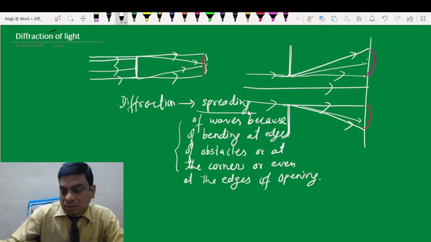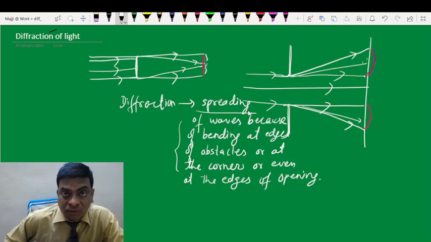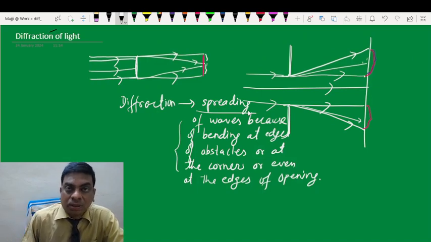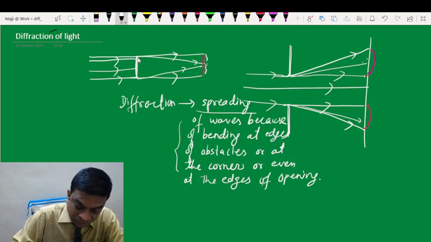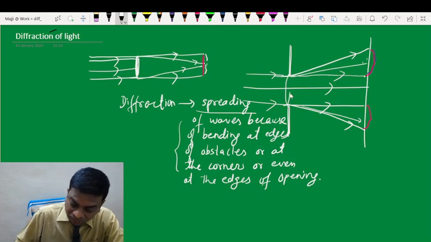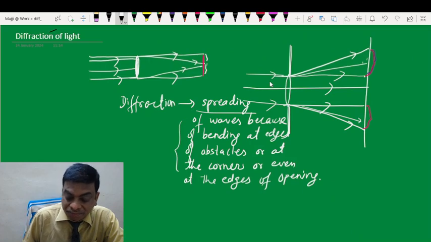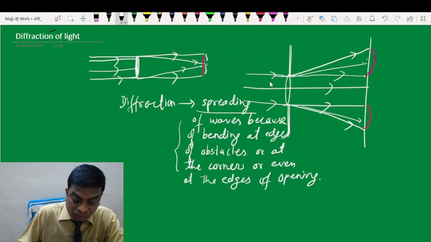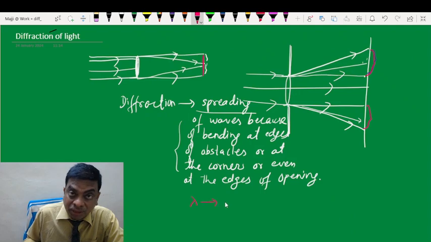Now the question is, why don't we observe diffraction of light in our day-to-day life? Just because the size of the objects, okay, here by size I mean the dimensions of the object or the dimensions of the apertures, that is holes and all, they are not comparable to the wavelength of light. Students, the wavelength of visible light ranges from 4000 angstrom roughly to 8000 angstrom.